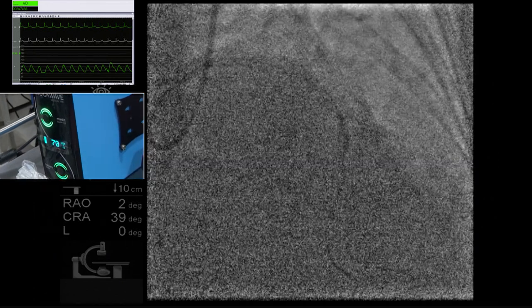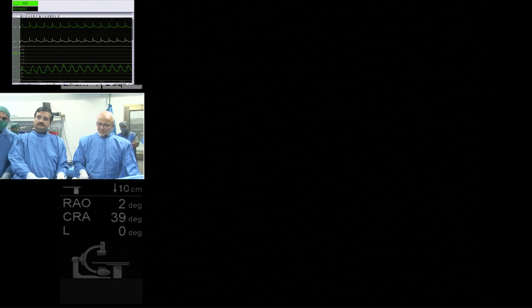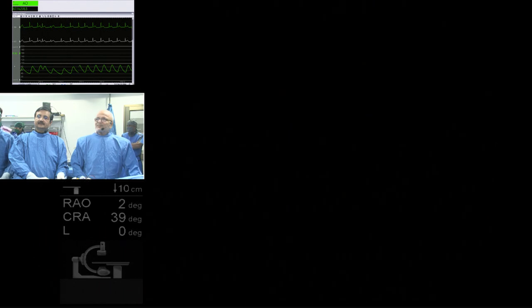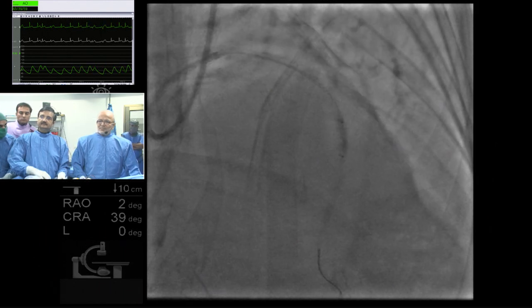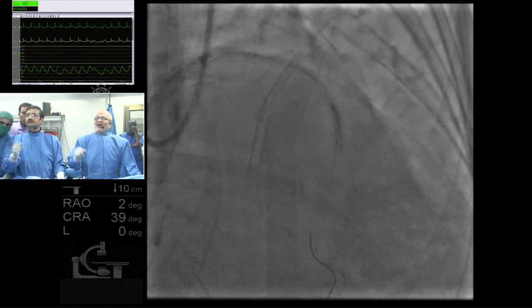This is probably the toughest area. Yeah, and you're taking these to 4. The manufacturer tells you that you should do it at 4 atmospheres, and then we are going up to 6. Yes, you can go to 6. You can go more because this is a resilient balloon. Now you're applying six. You can go to 8. Okay, fine. This looks better.